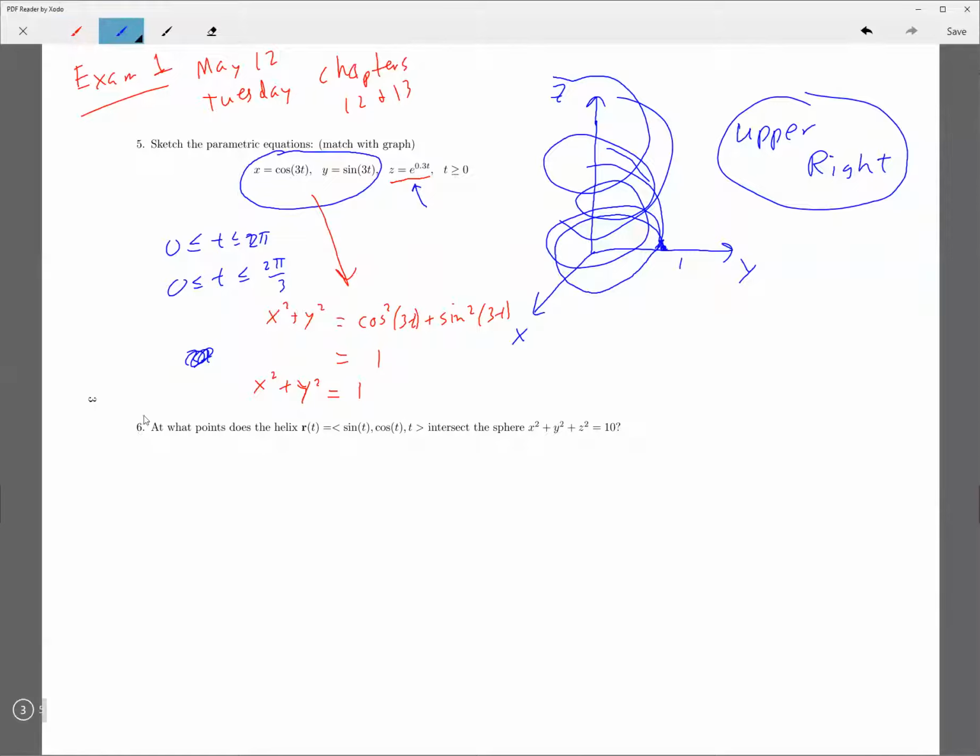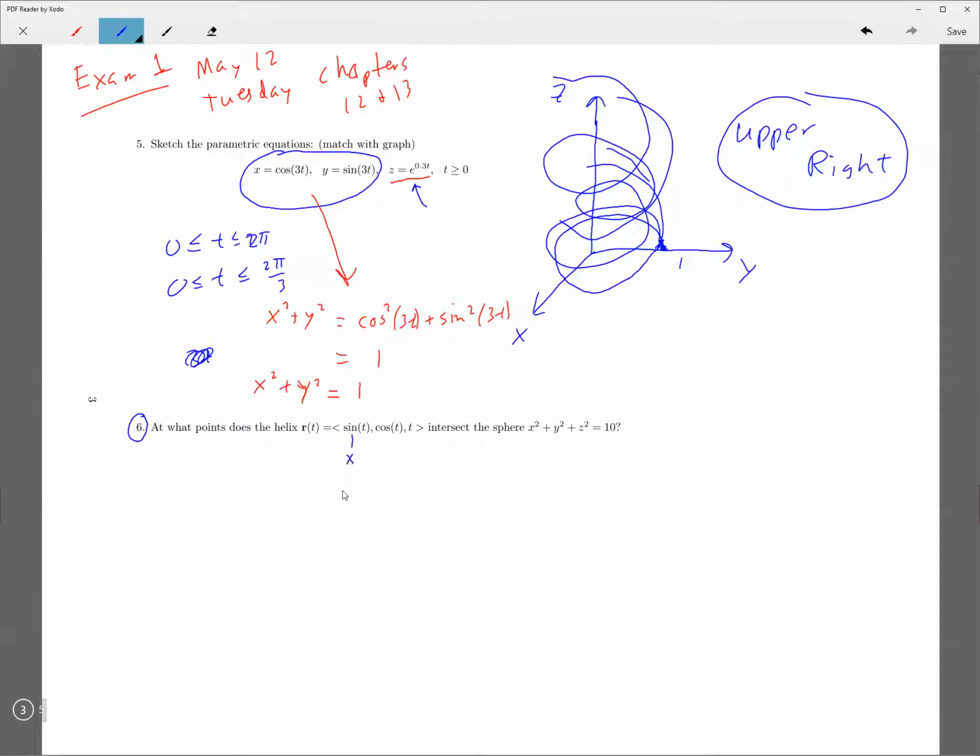Okay, so let's go on. Let's move along to number 6. It says, at what point does the helix intersect the sphere x squared plus y squared plus z squared equals 10? Okay, does anybody have an idea how we can proceed with this one? If not, that's fine.